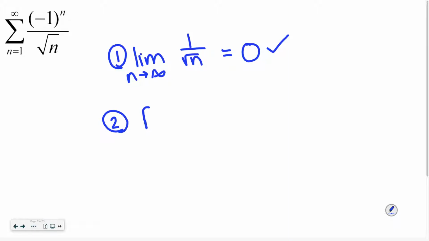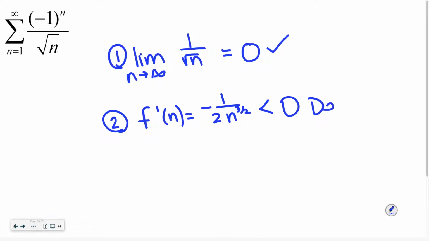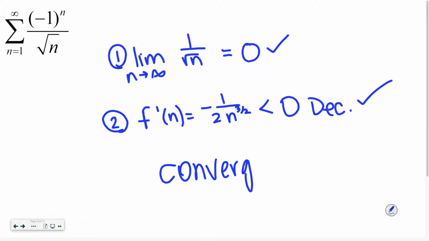And then this is another one where the derivative's probably the easiest because we would have -1/2 n to the 3/2, which is always going to be less than 0. So we are for sure decreasing. Therefore, it converges by the alternating series test.